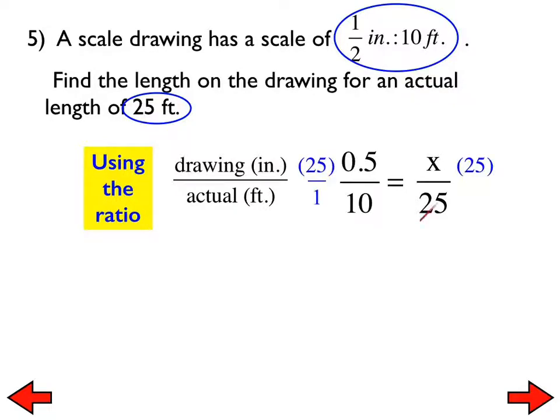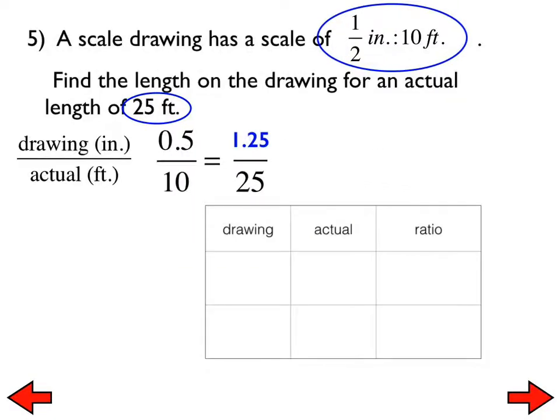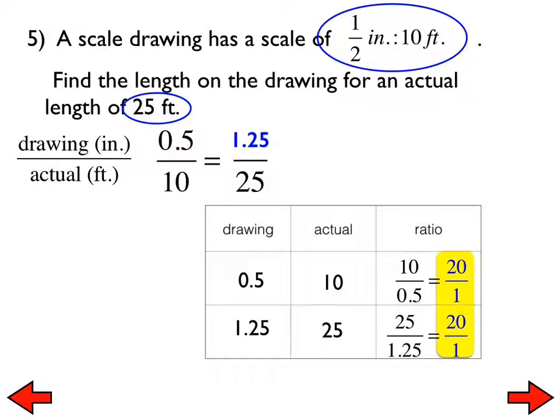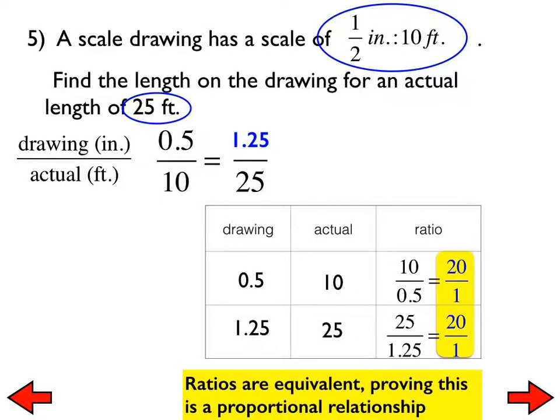Solve the proportion, and that would end up being 12.5 over 10, so we can't have a decimal within a fraction. We've got to divide that out. That should be 1.25. And let's go ahead and plug everything we need to into the table. I told you didn't have to do that to save time, but let's go ahead and do it really quickly right now. We can see that our ratios are equivalent, and that means that this is a proportional relationship. Any questions with number 5?